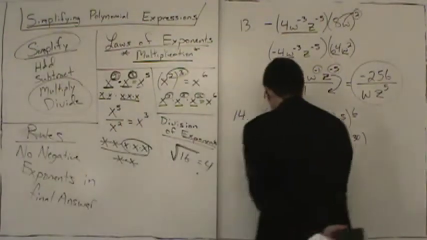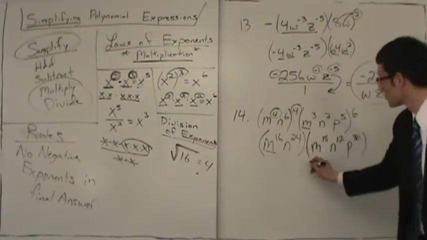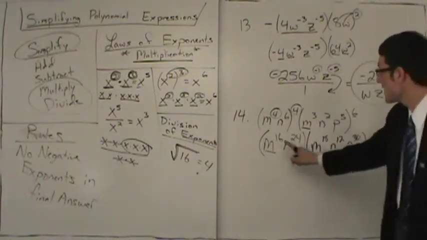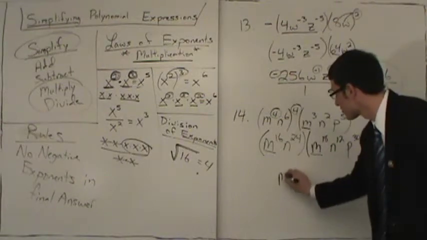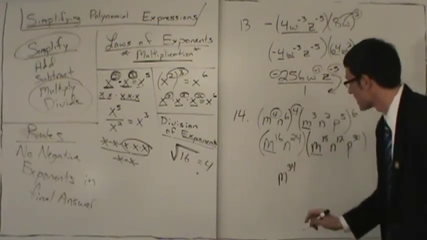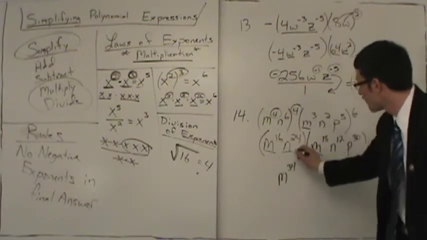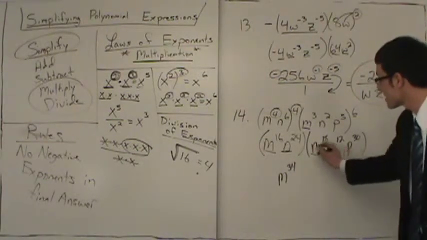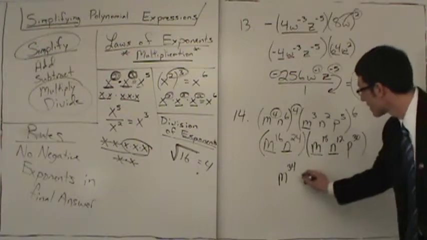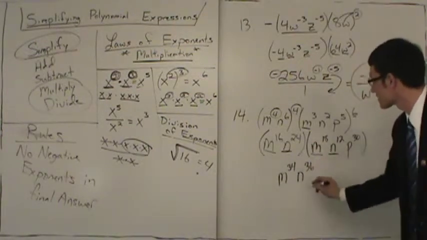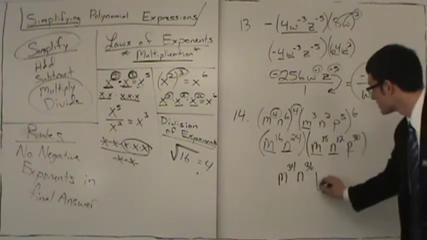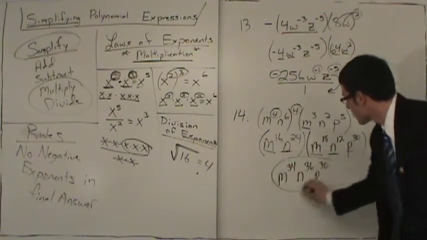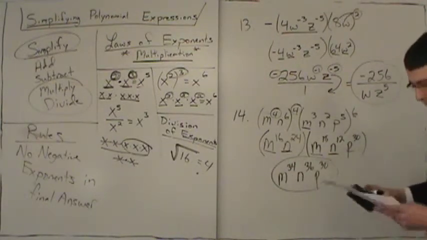So we're looking here. 16 m's multiplied by 18 more m's. We add 16 plus 18 and get 34 m's multiplied together. Now, 24 n's multiplied by 12 more n's. Remember, when the bases match, n matches n, we add the exponents. 24 plus 12 gives n to the what? 36th. And we finally have p to the 30th sitting on the end. And this is your final answer.